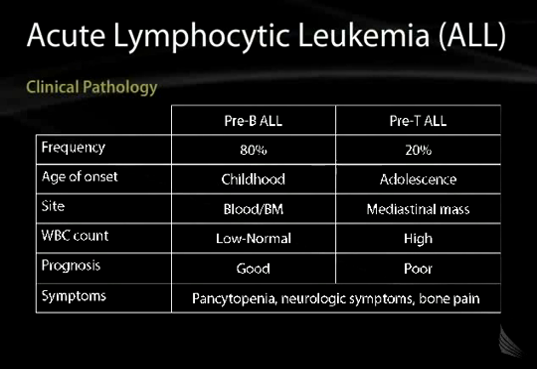Pre-T cell has a remarkably different age of onset, as well as a site of involvement. So the mediastinal mass is often the first site of pre-T cell ALL. And the prognosis is much different from that of pre-B.